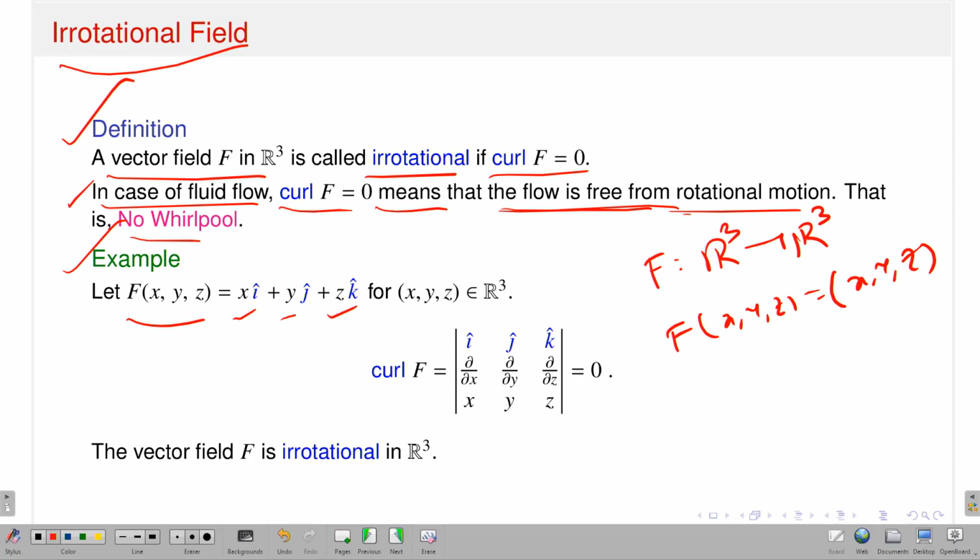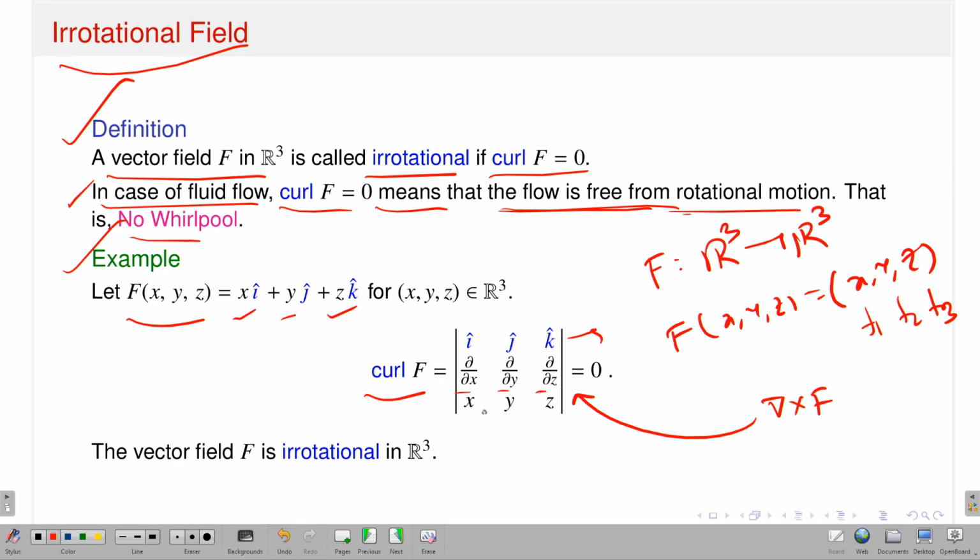Now, what is the curl? If I calculate the curl, this is the formula, del cross F, and this is the corresponding determinant formula. The first row is i, j, k, the second row is del by del x, del by del y, del by del z, because I am in R3, and the third row is the components of capital F. Now, capital F is a map from R3 to R3, so what are the components? This is F1, this is F2, this is F3.